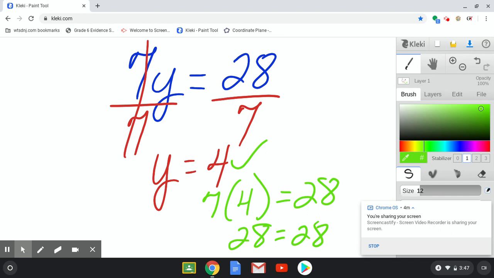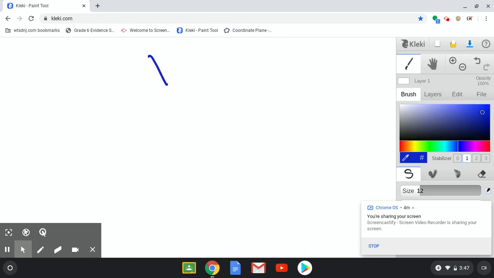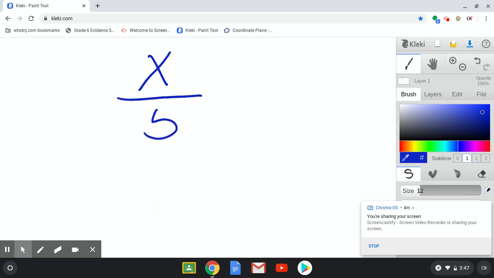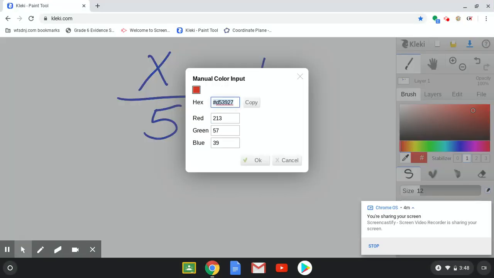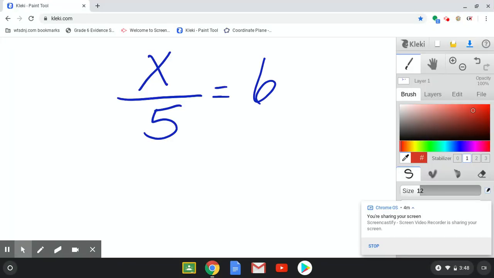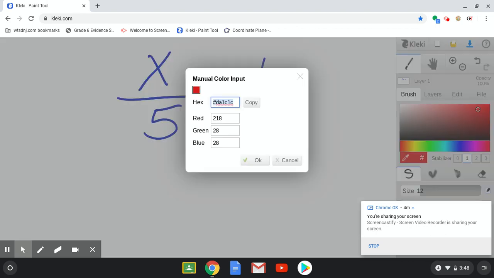All right, now let's try a division equation. Okay, so if I had x divided by 5 is equal to 6. Now, this is a division problem. The opposite of division is multiplication, so we're going to use multiplication to solve. So I'm going to multiply both sides by what I want to get rid of.